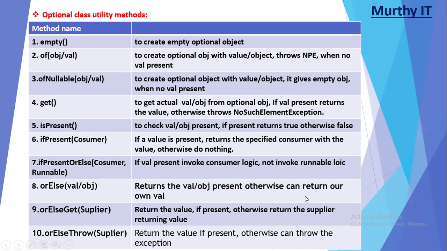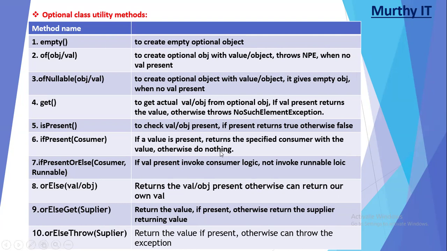orElse: if the value is present, it returns that particular value. If the value is not present, we can return our own value. orElseGet returns the supplier-provided value. orElse and orElseGet are similar, but in orElse we can return our own value when the value is not present, and in orElseGet the supplier returns the value. orElseThrow: whenever the value is not present, we can throw our own exception. So that's all about these methods.